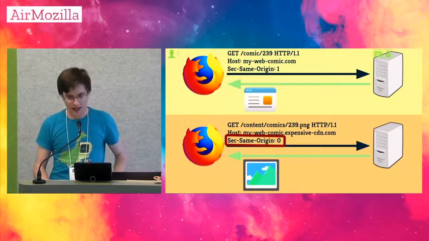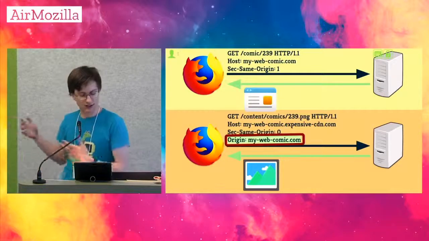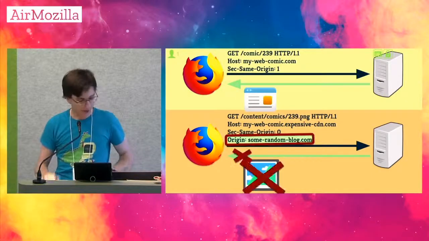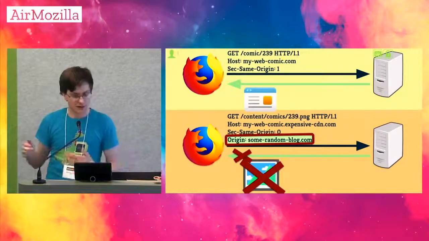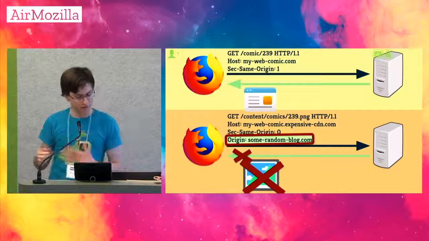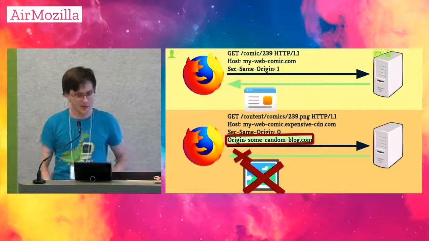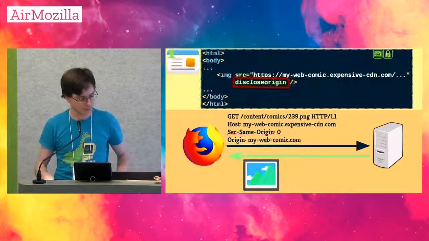Now, the sec_same_origin header doesn't help in this situation because the legitimate requests coming from mywebcomic.com are themselves cross-origin. What we'd really like to have in a situation like this is a textual origin header, saying that these GET requests are coming from mywebcomic.com and not from some random blog, which we'd like our CDN to block. However, it's not really feasible for the browser to include a full textual origin header with every request it sends out, both for privacy and for bandwidth efficiency reasons.